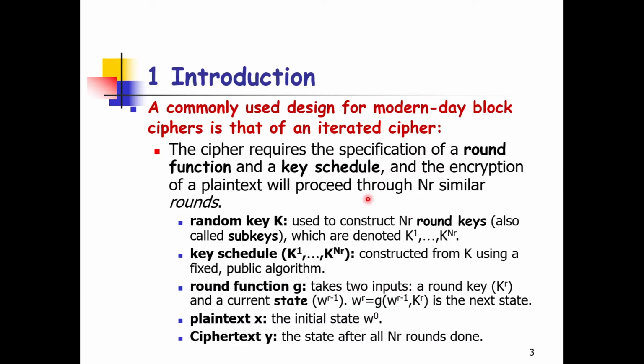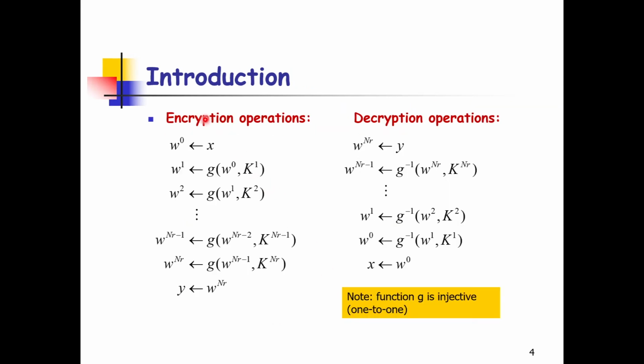So a modern block cipher requires a round function and a key schedule. The random key is the key that is required to generate the keys K1 to Kn. The key scheduler constructs the keys K1 to Kn using that key. The round function uses that key and the previous state and cipher to make a new cipher. Let X be the plain text and Y be the cipher text. So it is shown in this.